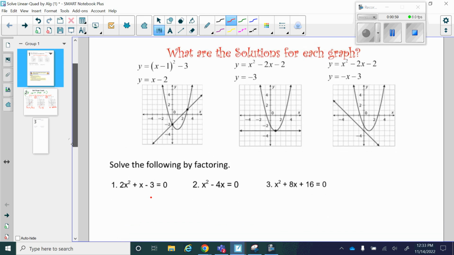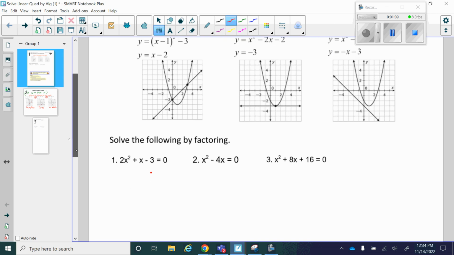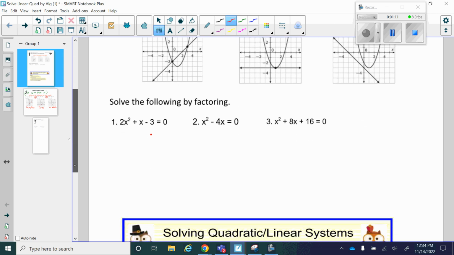Okay, today's lesson now: you're going to be asked to find the solution to the system algebraically. So I'm not going to give you the graphs, I'm going to give you the equation and you're asked to find a solution. And so a quick review on how we factor quadratic equations. The first one is 2x squared plus x minus 3. So let me review that real quick.